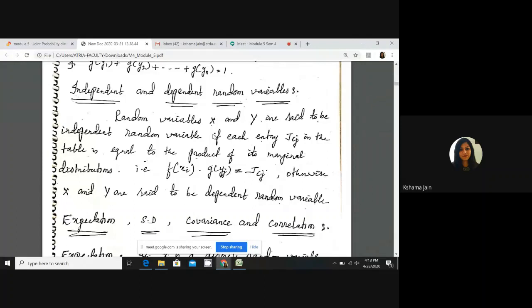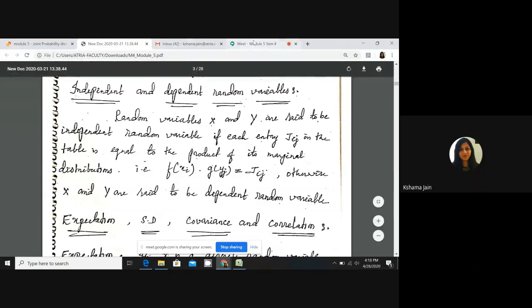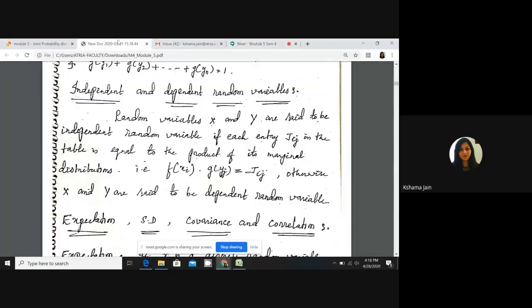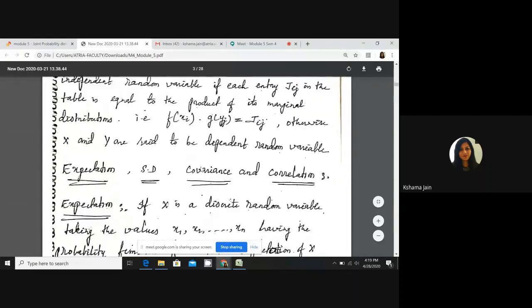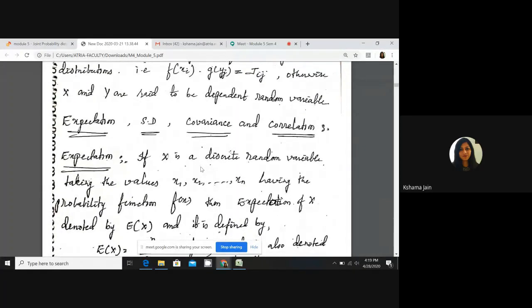My result will not be dependent on Maheshwar's result, and Maheshwar's result will not be dependent on my result, right? So it is independent. Random variables are said to be independent if each entry in the table is equal to the product of its marginal distributions, like this. So these are the main points.